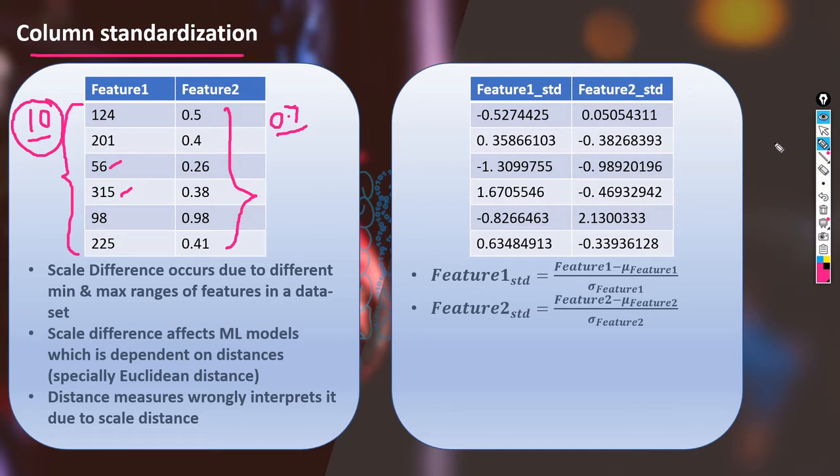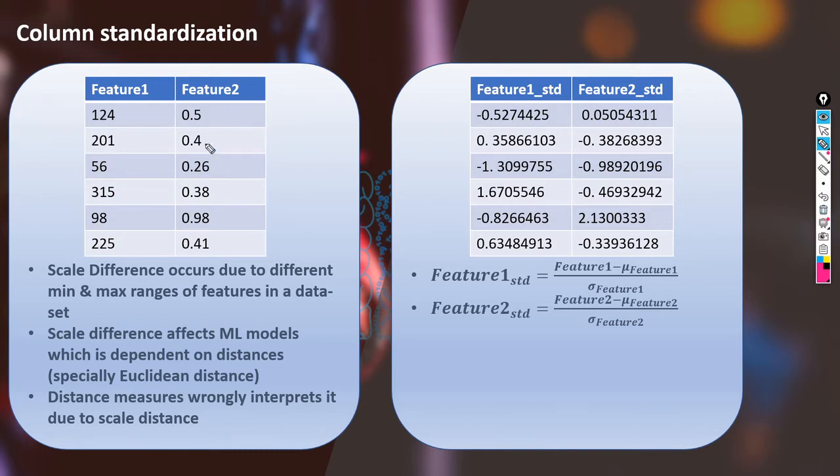So how would you do the column standardization? After standardization, feature 1 becomes feature 1 standardized and feature 2 becomes feature 2 standardized. Now, what is the formula? The formula is very, very similar: the feature minus the mean of the feature, divided by the standard deviation of the feature.